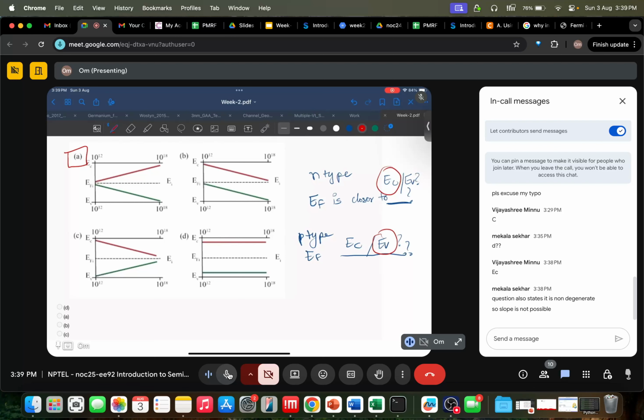Michaela, why is slope not possible? Can you please explain what is a non-degenerate semiconductor?